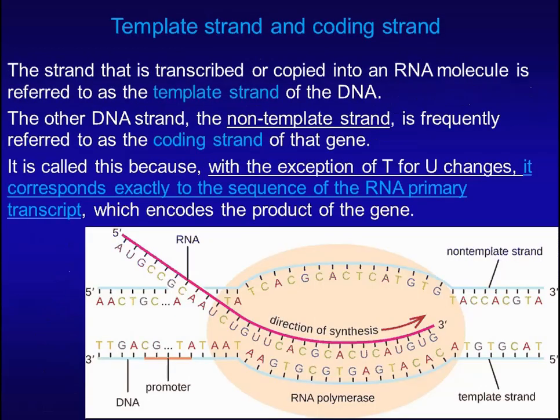During transcription, the sequence of ribonucleotides in an RNA molecule is complementary to the sequence of deoxyribonucleotides in one strand of the DNA molecule, as shown here. The strand that is transcribed or copied into an RNA is called the template strand. This is a template strand. The other strand, the non-template strand, is frequently referred to as the coding strand. It is called the coding strand because, with the exception of T for U change, it corresponds exactly to the sequence of the RNA primary transcript.